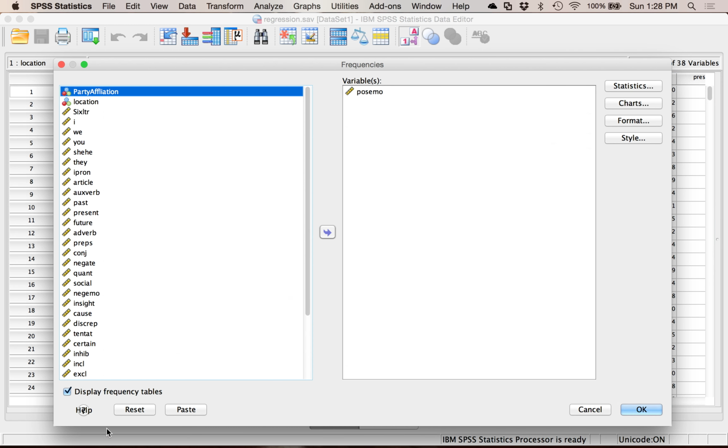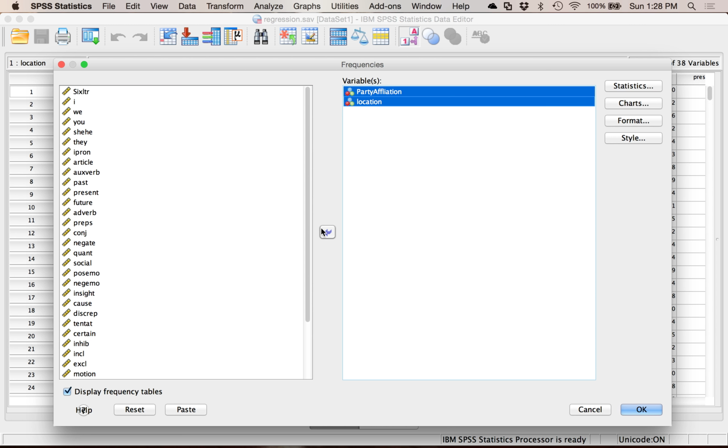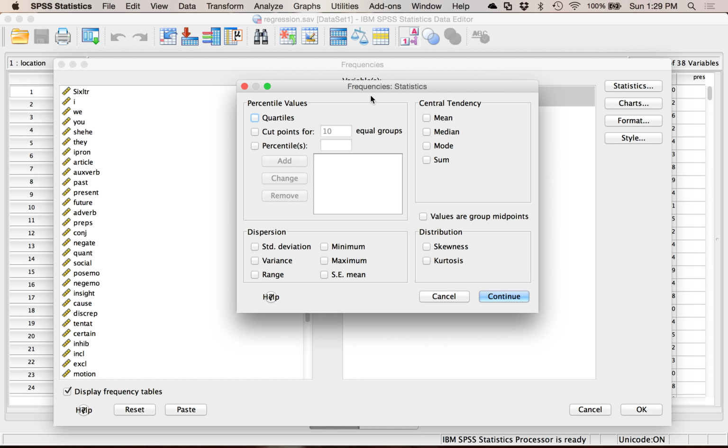Now let's do party affiliation and location. Both of these are categorical variables, or nominal, where they have two categories each. And so really, I'm kind of limited in what I can discover from these, because I don't want to do an average on this, because an average would be like 1.2, and that doesn't really mean anything. So we'll click on Statistics.